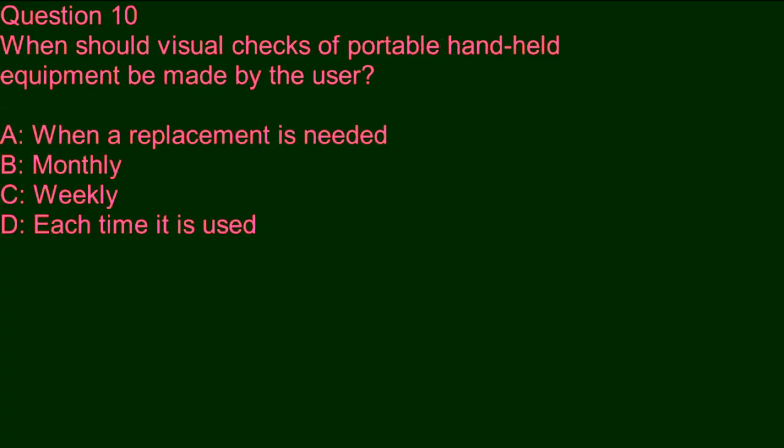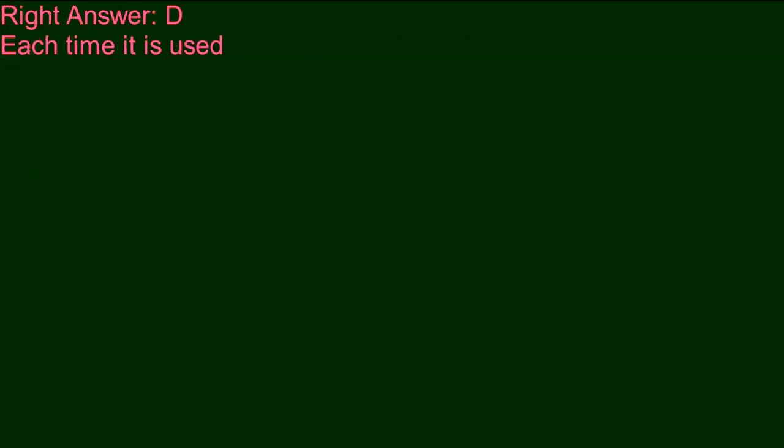Question 10. When should visual checks of portable handheld equipment be made by the user? A. When a replacement is needed. B. Monthly. C. Weekly. D. Each time it is used. Right answer, D. Each time it is used.